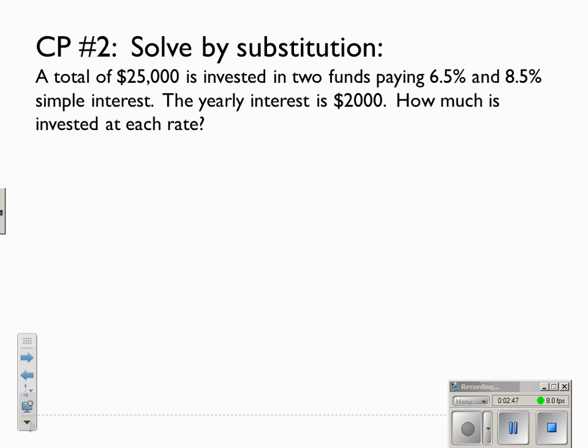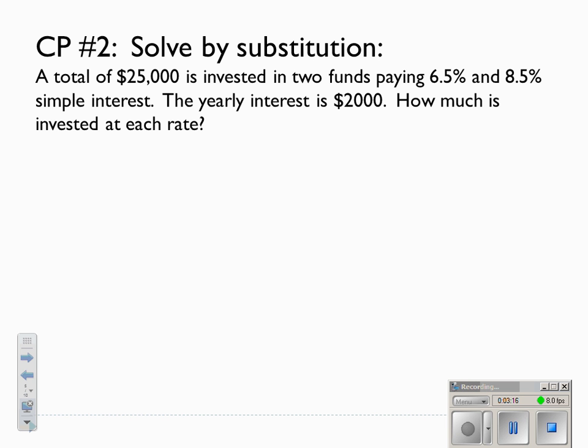A story problem can be solved by substitution if you set up 2 equations based on the story problem. So in many cases, like in this particular one, we have a total of $25,000 being invested in 2 funds, paying 6.5% and 8.5% simple interest. The yearly interest is $2,000. How much is invested at each rate? So we have a couple of things going on here. We have an investment, and we have interest being earned on that investment.